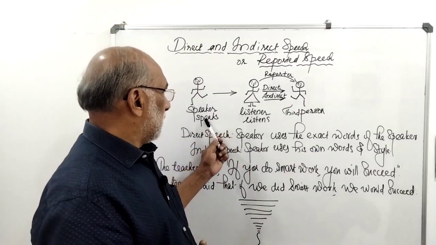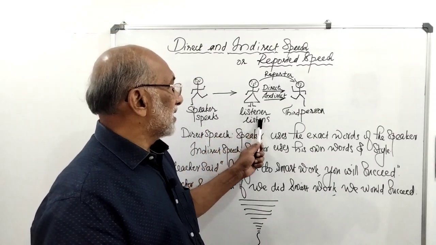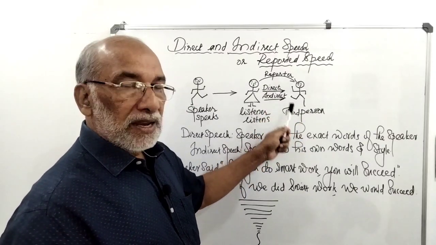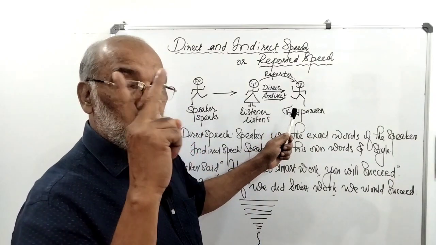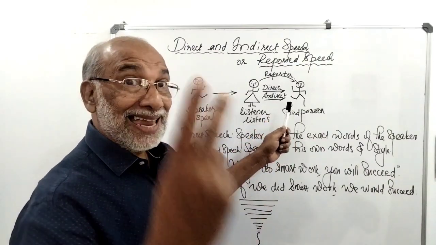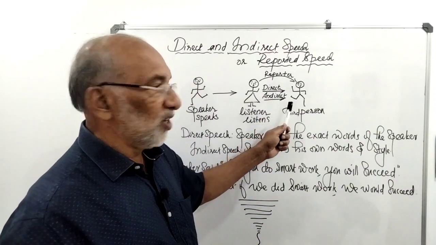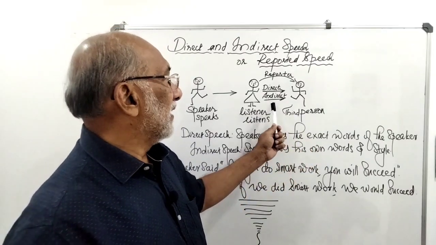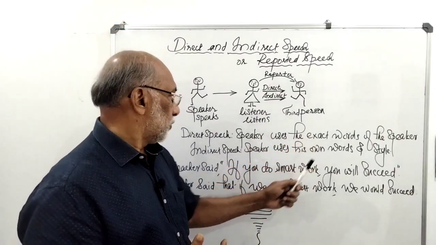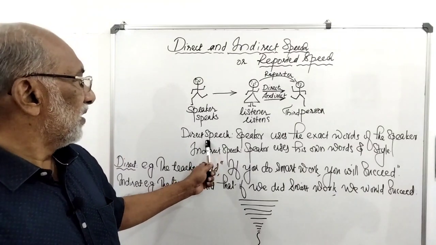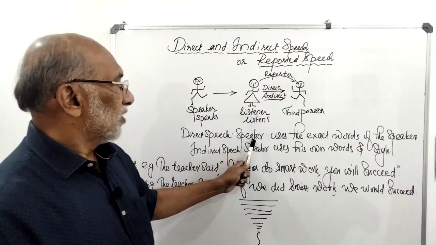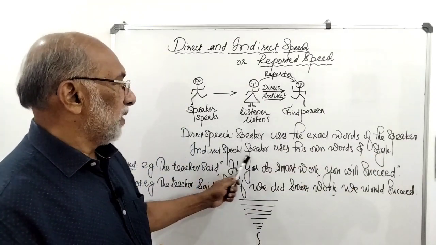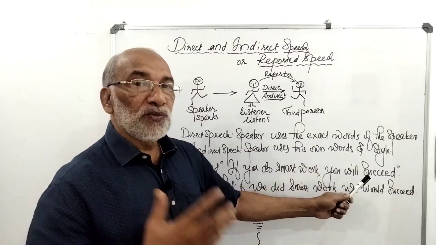Okay, there is a speaker, the speaker speaks, the listener listens, and the listener turns out to be the reporter, and the reporter can do it in two ways. One is using the exact words of the speaker, that is direct speech, and the other one is using his own words and style, and that is indirect speech. I have noted it down here. In direct speech, the reporter uses the exact words of the speaker. And in indirect speech, the reporter uses his own words and style.